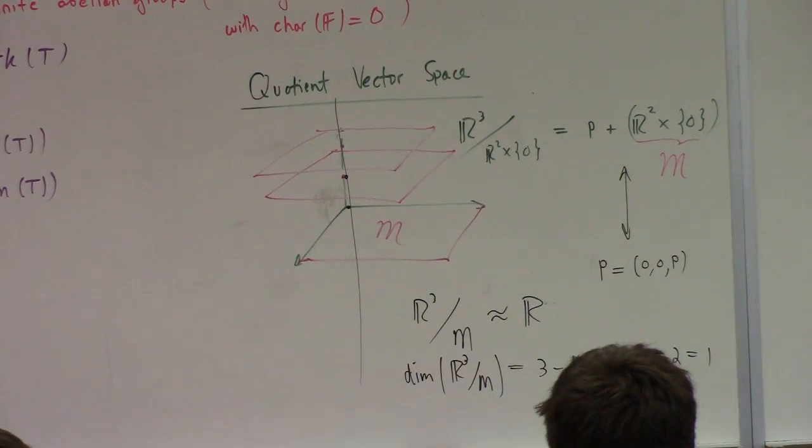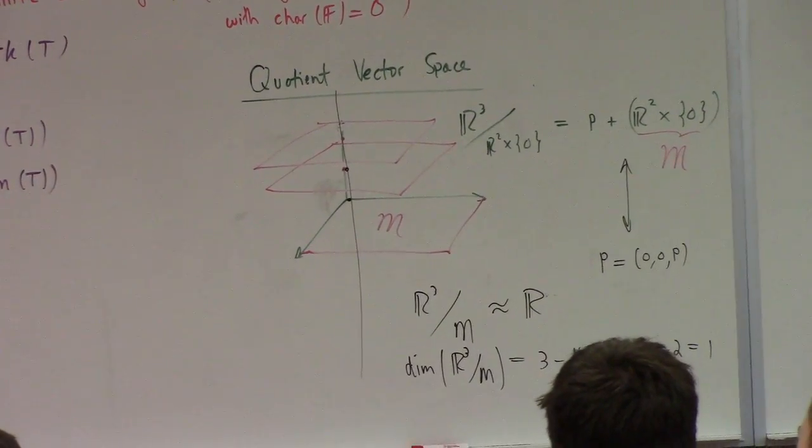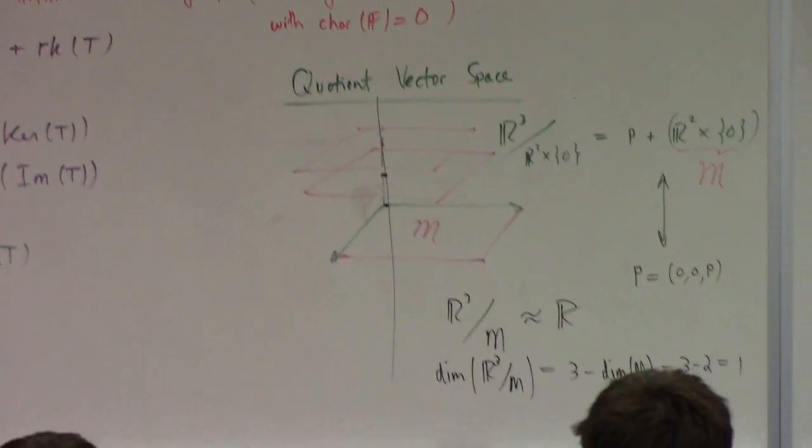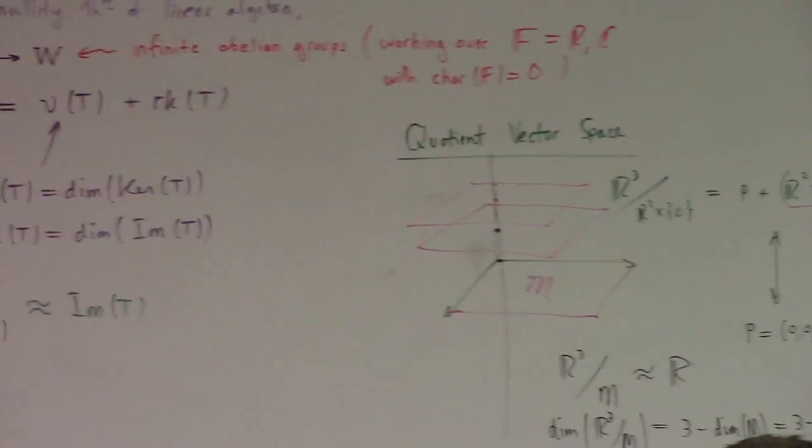So in linear algebra, the dimension of the quotient is not the dimension of the thing you're forming quotients in divided by the cardinality.